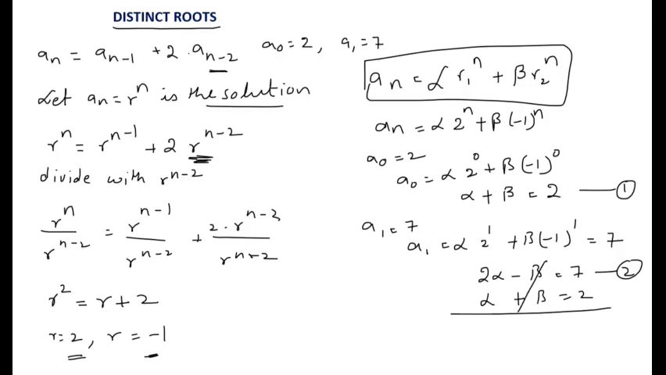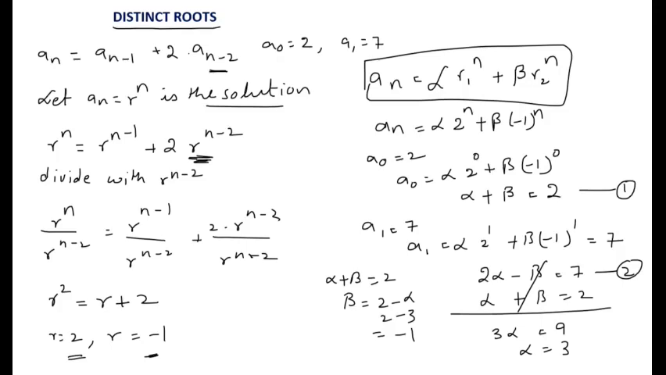If we perform addition, minus beta and plus beta will be cancelled and we will get 2 alpha is equal to 9. So alpha equal to 3. And if you substitute in alpha plus beta is equal to 2, we will get the beta value. Beta is equal to 2 minus alpha. Alpha value is 3. So 2 minus 3 is equal to minus 1. So now we got the beta value.